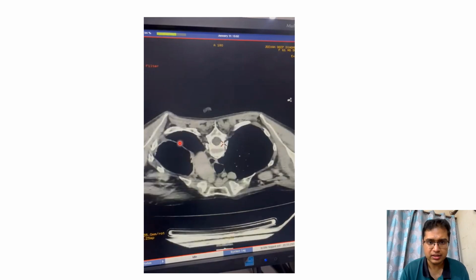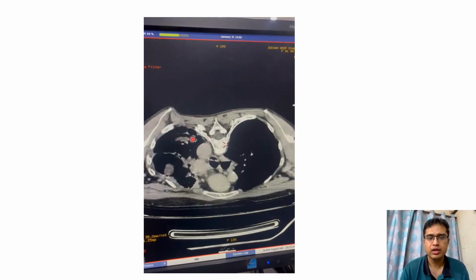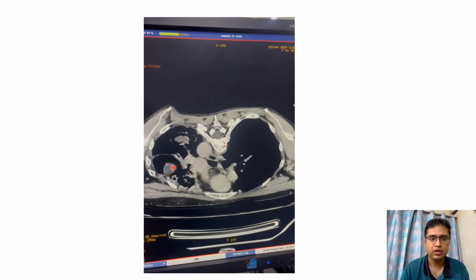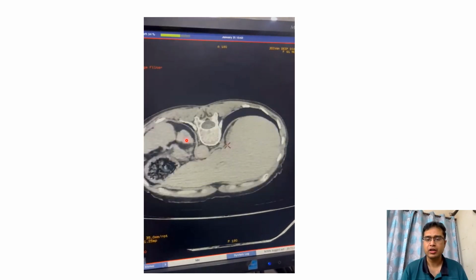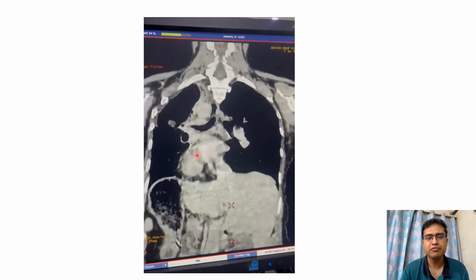You can see it is here, the opposite side of where it was in the supine position. So it's actually shifting with the change in position. It's the left lung field.